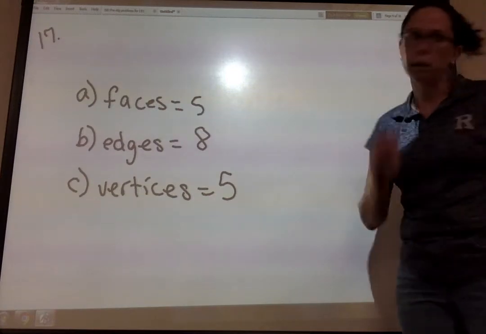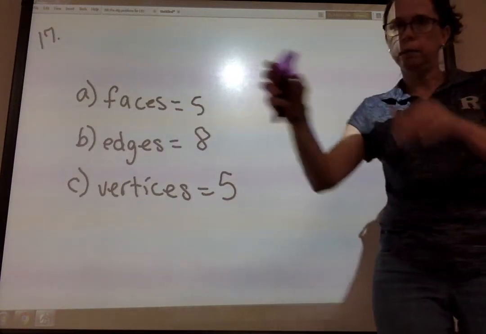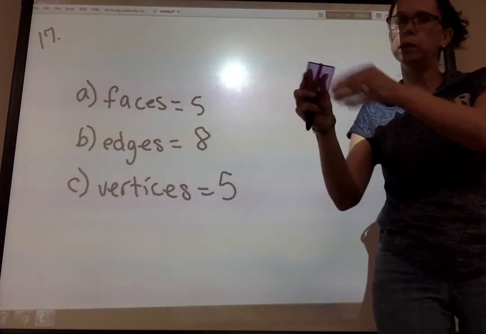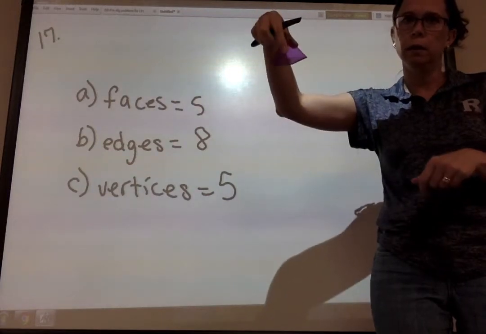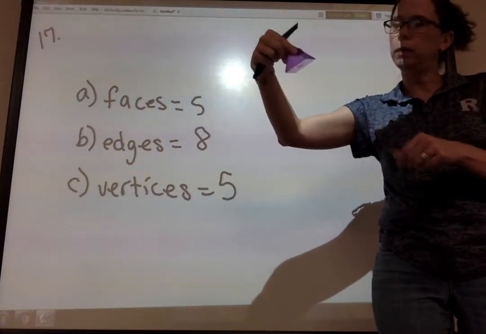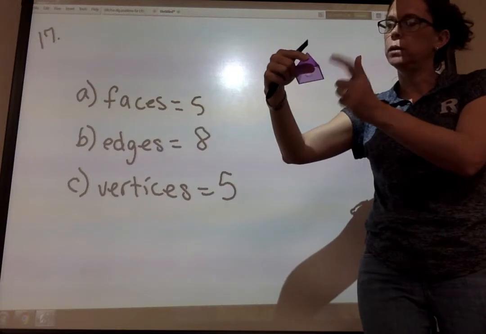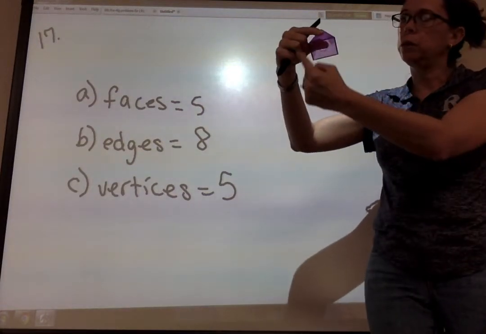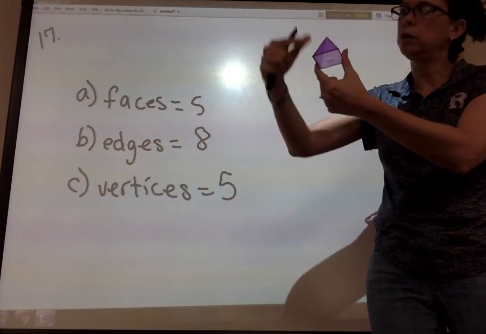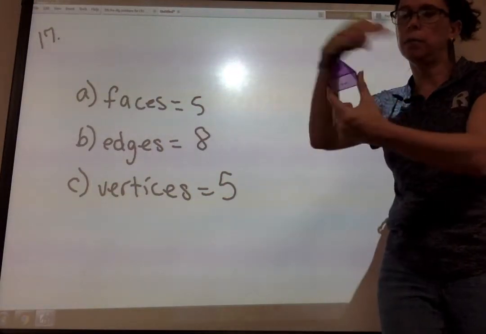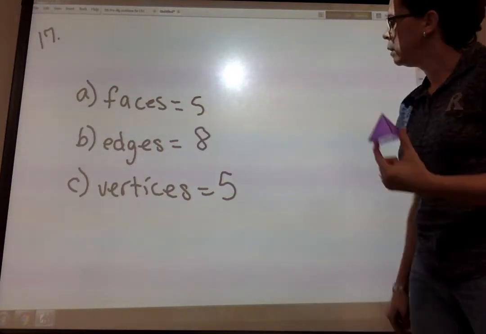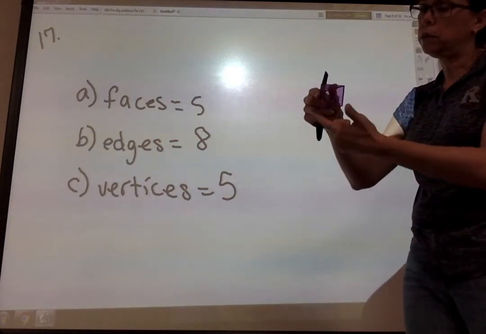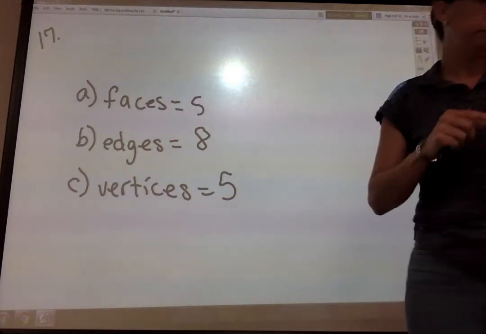Number 17, we've got this figure, right? We've got our pyramid with a square base. Faces, 1, 2, 3, 4, 5 faces. Edges, 1, 2, 3, 4 along the bottom, 1, 2, 3, 4 along the top parts. That's 8 total. Vertices, 1, 2, 3, 4, and 5.